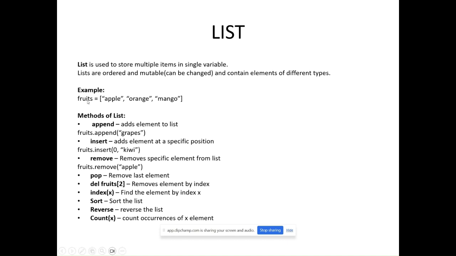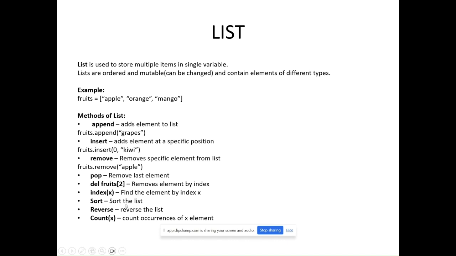For example, in fruits, right? We have apple, orange, mango. So I know mango exists in fruit. I want to know what is the index of mango. Then using the index method, you can find the index of that particular item.